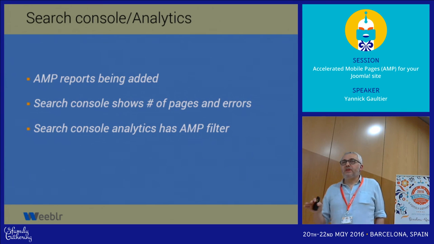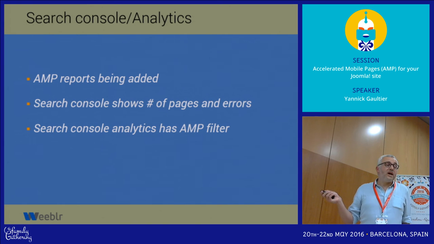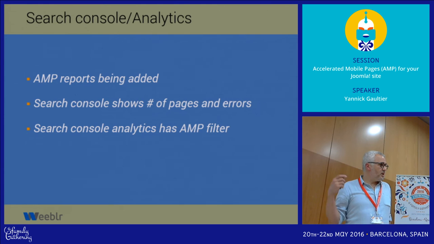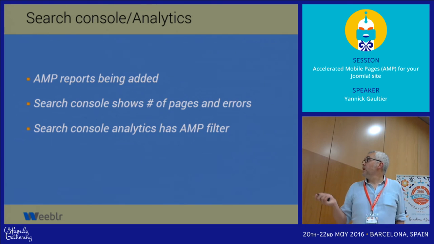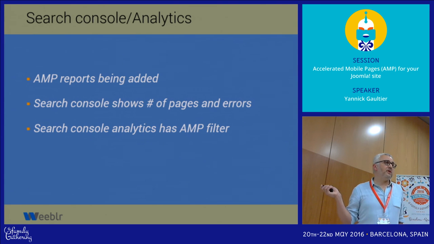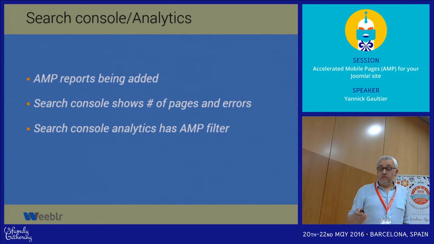Now, you've done all that, and how do you know you're good? You know things are going well when you've got millions of users coming to your site, of course, but that's not going to happen overnight. So they are adding reports to the Search Console and Google Analytics to display AMP-related data. So far, it's pretty simple. You have basically the number of pages that are indexed and any errors they found. I'm not sure it's rolled out entirely worldwide, but the Search Console now also has an AMP filter. So it will tell you which users came through your AMP pages to your main site, for instance. So AMP is really spreading throughout the whole Google ecosystem.